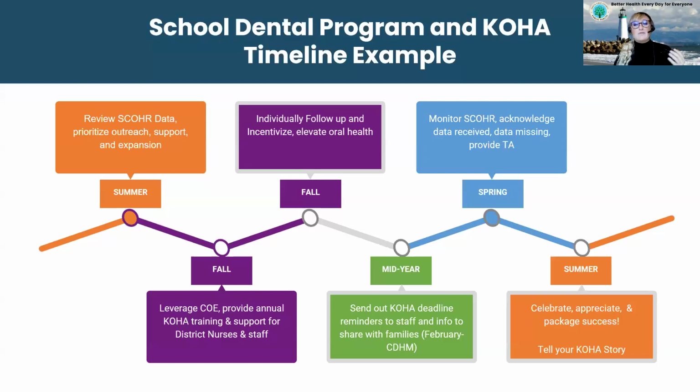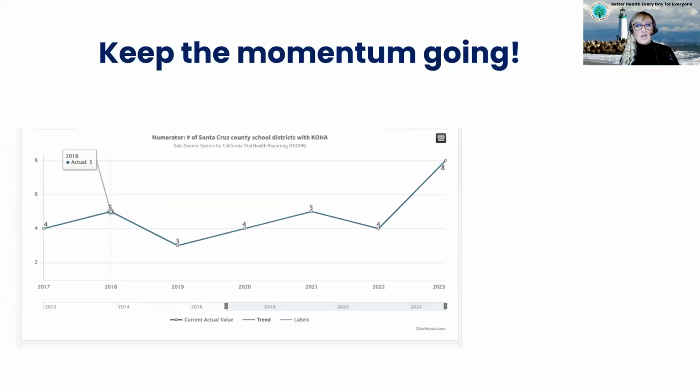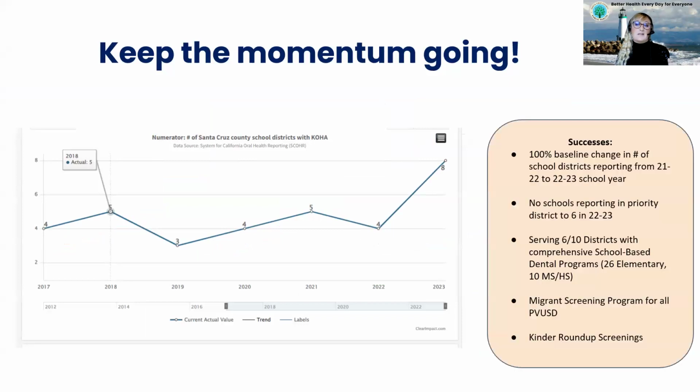So after reviewing SCORE in the summer, this is a great opportunity to celebrate, appreciate, and package your success story. So using the strategies that we just shared with you today, this is a result of our collective success around COA and school-based programming for the 21-22 school year to the latest reporting period, 22-23.